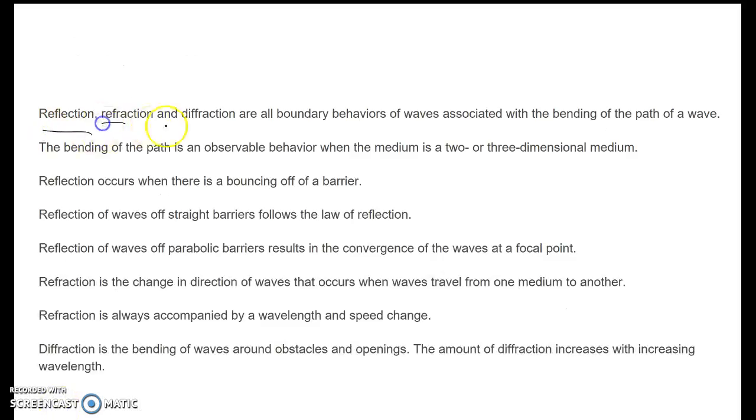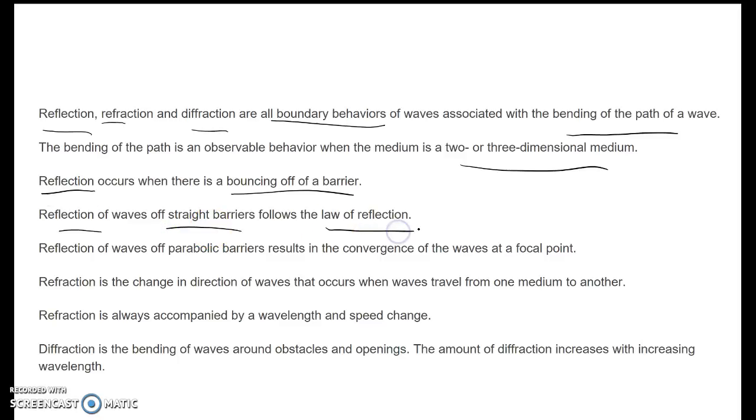So reflection, refraction, and diffraction are boundary behaviors that involve bending wave paths. Now usually when the medium is two or three dimensional, we can see this bending of the path. Reflection is when something bounces off a barrier. Reflection off straight barriers will follow the law of reflection. Angles will be the same. If you go off a parabola or a parabolic barrier, and you'll see things bend with an unflat surface, what you get is convergence of waves at a focal point.